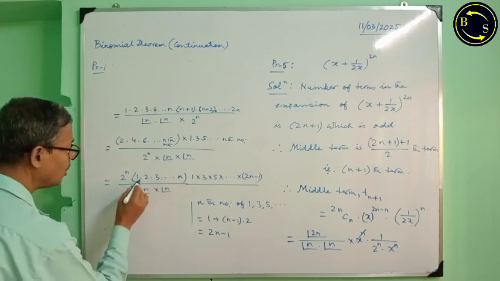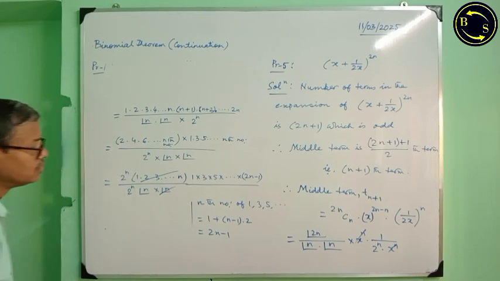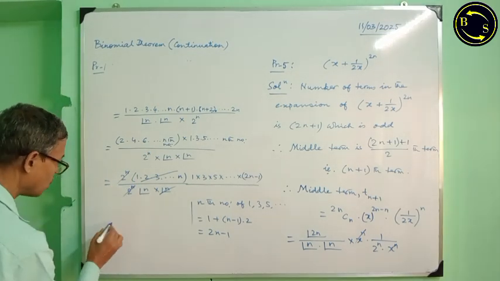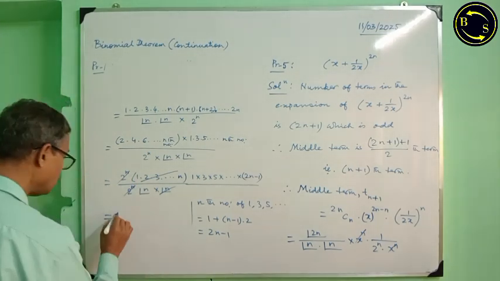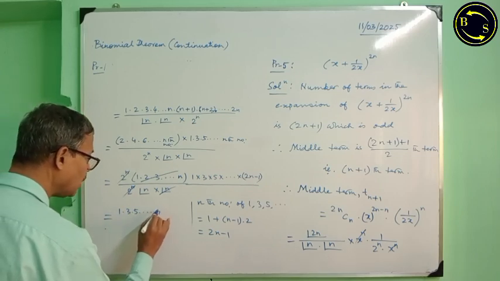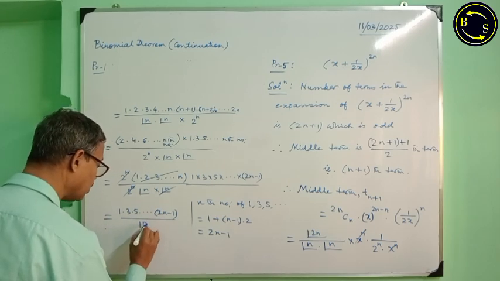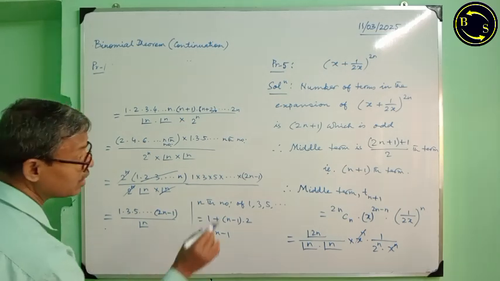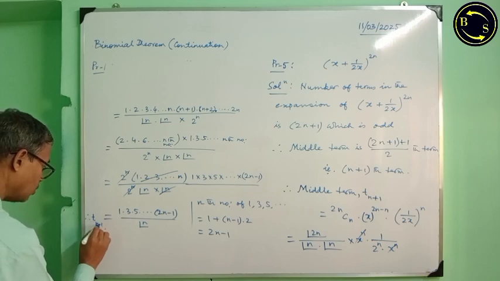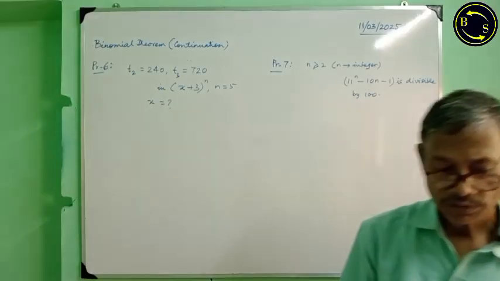Now the product of these, 1 into 2 into 3 up to n, that means factorial n. Therefore, factorial n cancelled, 2 to the power n are also cancelled. Then what we get is 1 into 3 into 5 into 2n minus 1 divided by factorial n. That is the middle term. Finally, we write that Tn plus 1 is equal to this. This is the answer.